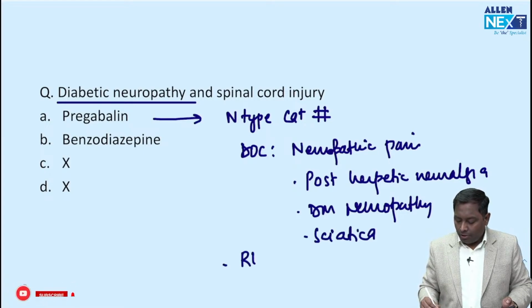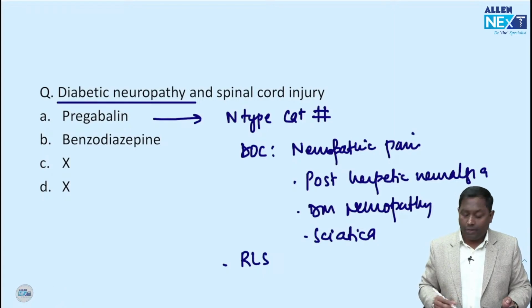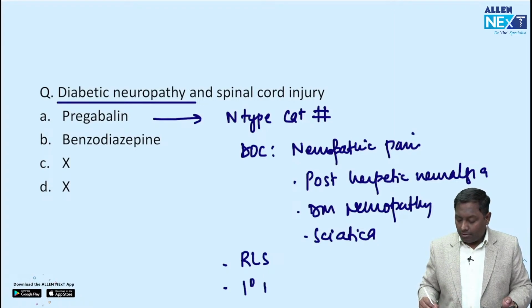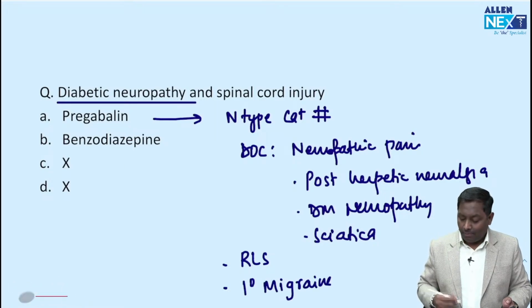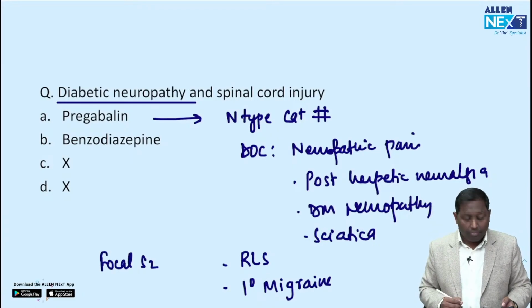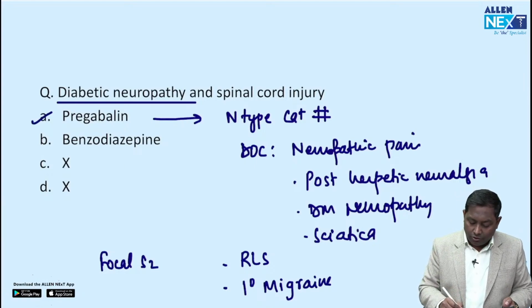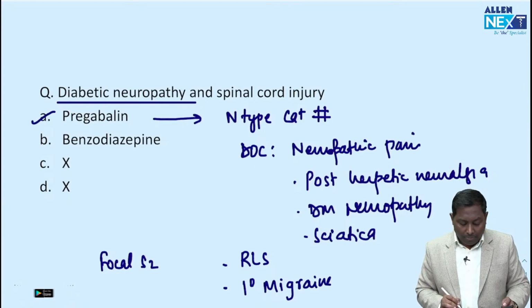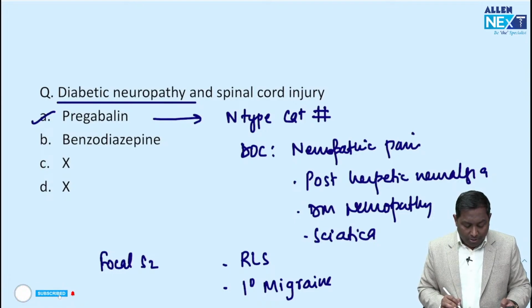Remember, it's also preferred in a patient with restless leg syndrome. RLS matlab restless leg syndrome mein bhi we can utilize. It's also a drug that can be utilized for the prophylaxis of migraine. Since I discussed this in the epilepsy chapter, we remember it can also be utilized in focal seizure as an add-on drug. Focal seizure or partial seizure also we can utilize them. So the correct answer for this question is going to be your pregabalin. Do you guys remember the other option here?